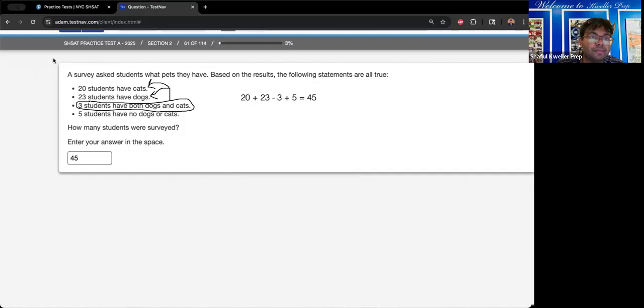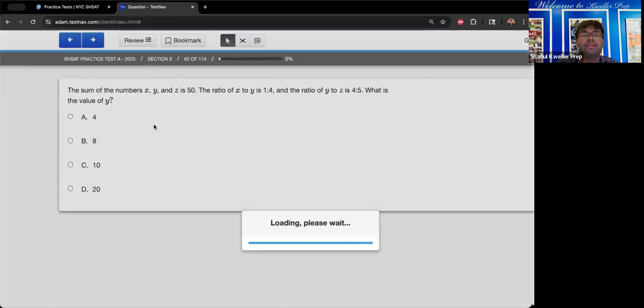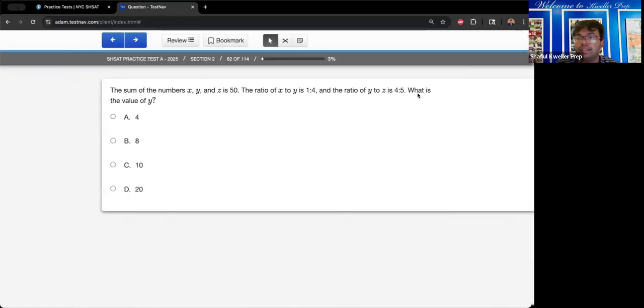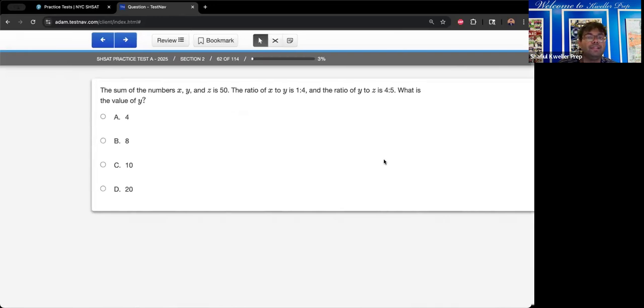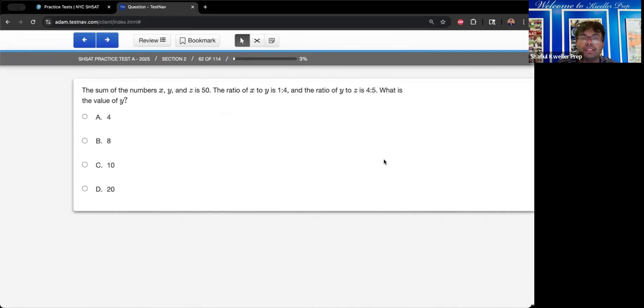Okay, let's go to the next one. The sum of the numbers x, y, and z is 50. The ratio of x to y is 1 to 4. Y to z is 4 to 5. What's the value of y? So x plus y plus z is equal to 50. That's the idea. The ratio of x to y is 1 to 4, and y to z is 4 to 5. So that means that the ratio of x to y to z is going to be 1 to 4 to 5. Does that make sense to everyone?